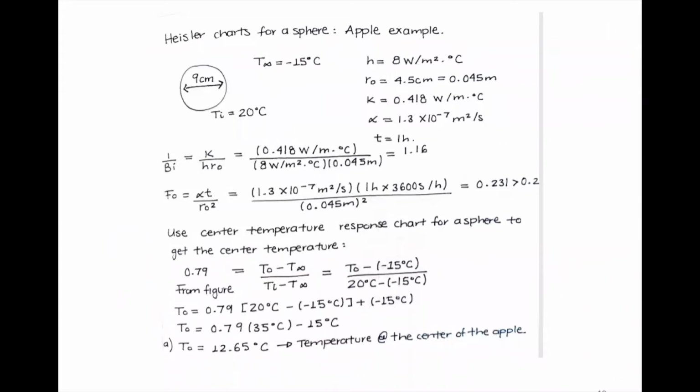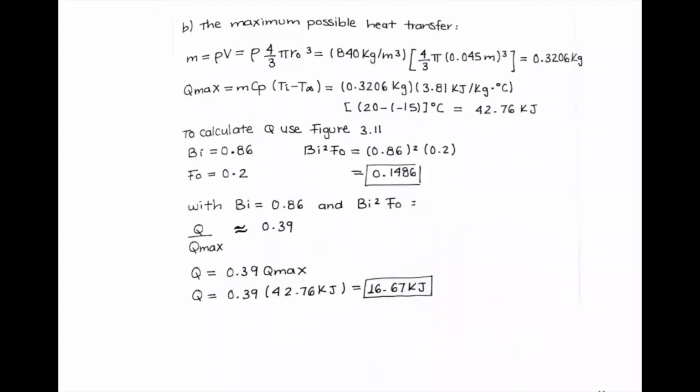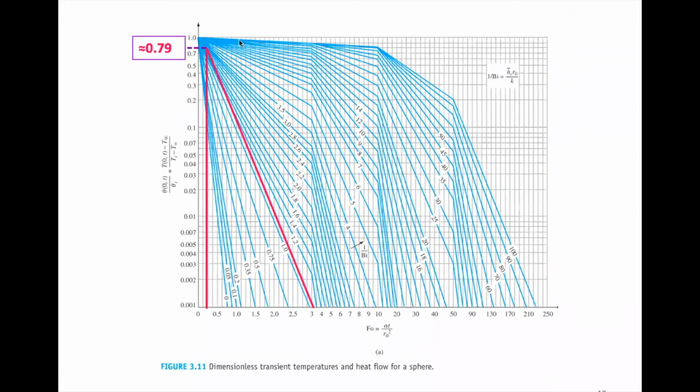So you have the convective heat transfer coefficient, the radius of the apple, the thermal conductivity, and the thermal diffusivity. You have the time. You have T surroundings, T initial, right? So you can calculate the inverse Biot and the Fourier number that are required to read the Heisler chart. So with this inverse Biot and Fourier, if you go to the center chart for a sphere, you should be able to read about 0.79.